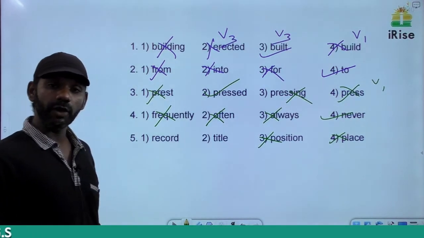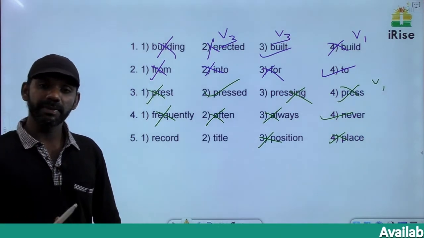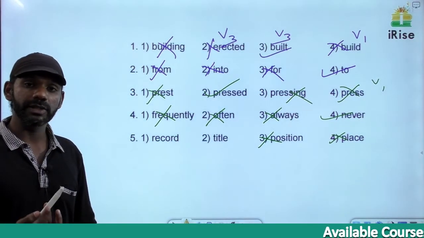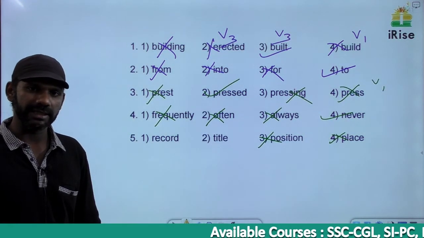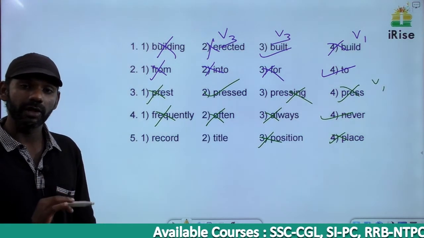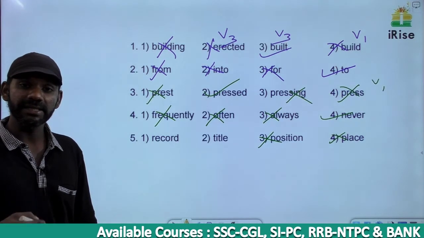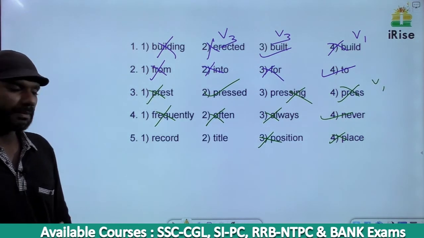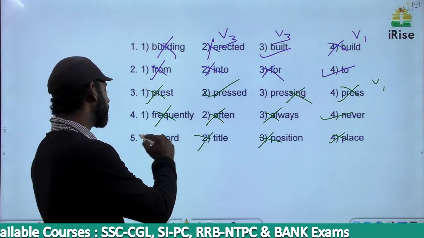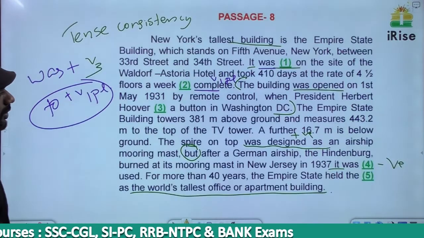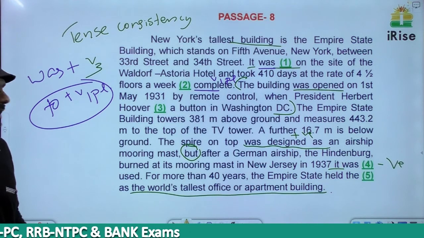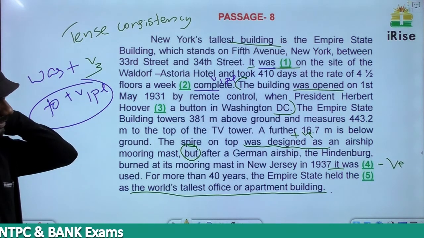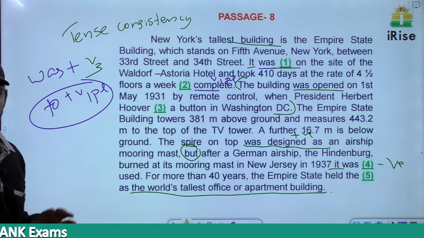For more than 40 years, the Empire State Building was the world's tallest office apartment building. That means after 40 years, like 42, 43, something like that, it was not the world's tallest office apartment building. That means it changed. A title cannot be changed, eliminated. A record can be broken. The answer must be record. For more than 40 years, the Empire State held the record as the world's tallest office apartment building. Getting it?